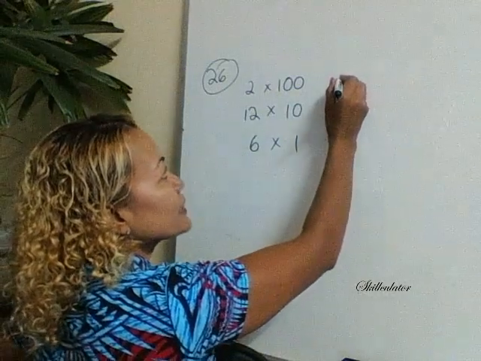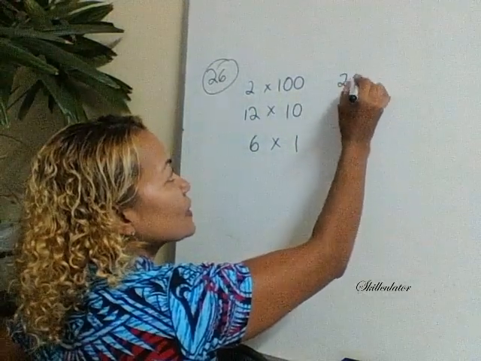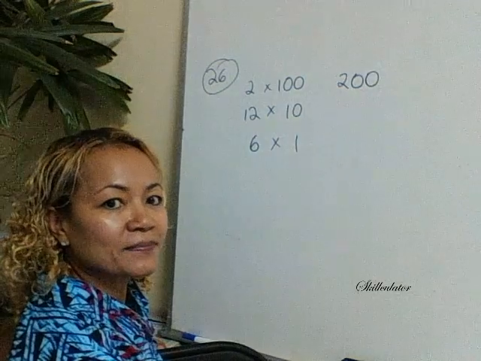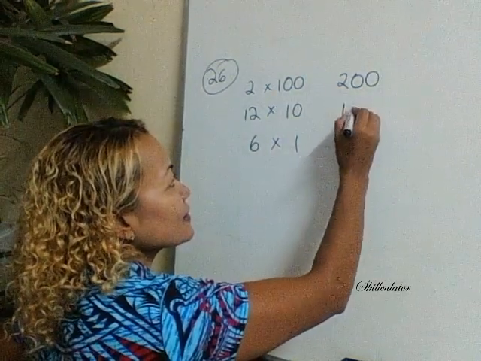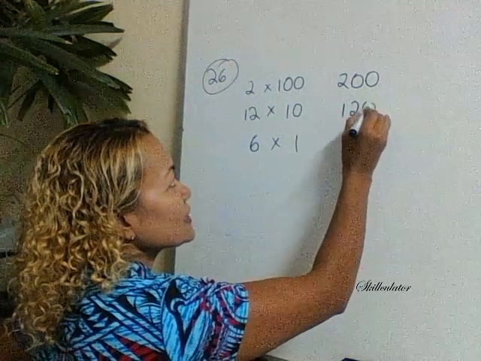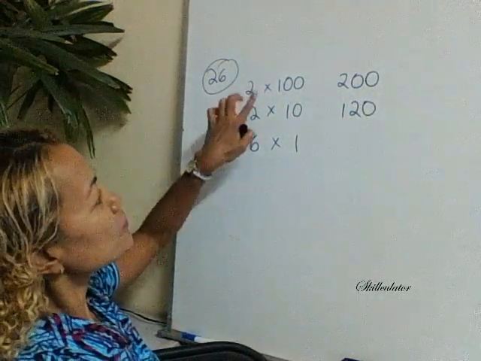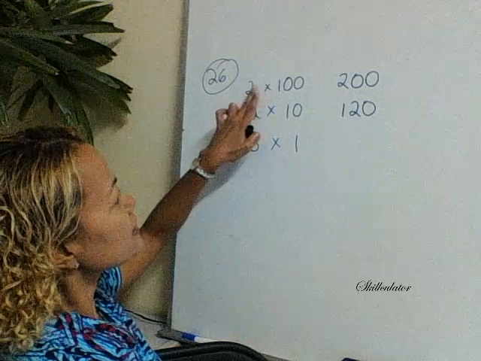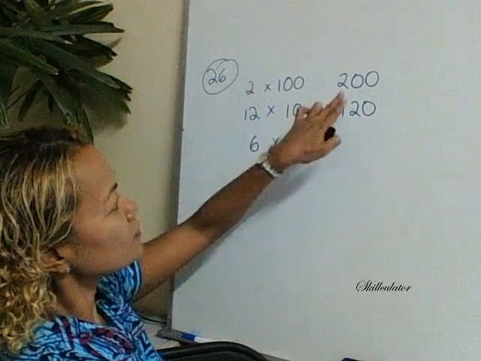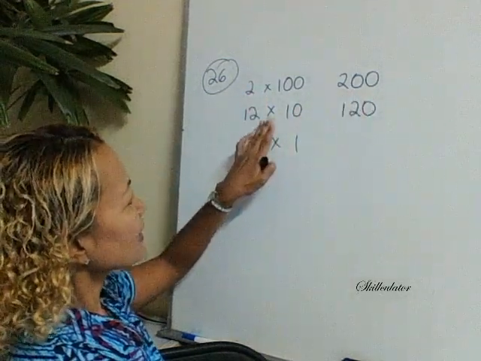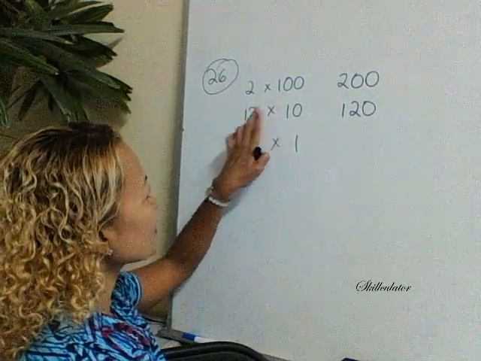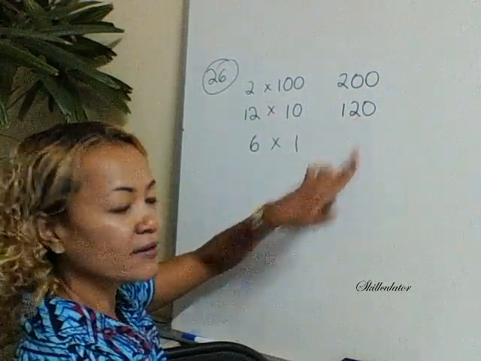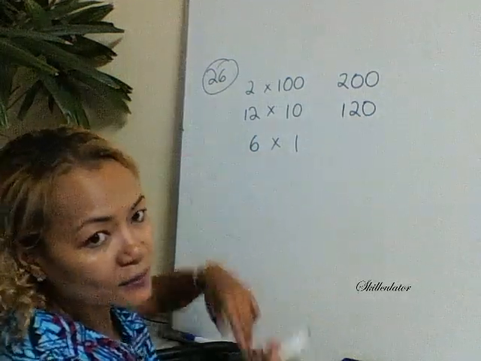2 times 100, well, all it is 200. 12 times 10, 120. See, anything that you multiply by 100, you just take that number and you add 2 zeros, like you've done here. And any number you multiply by 10, you just take the number and you add 1 zero. And there you have it there. And 6 ones are 6.